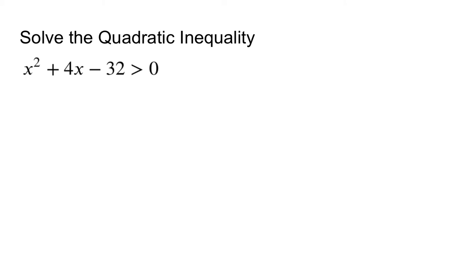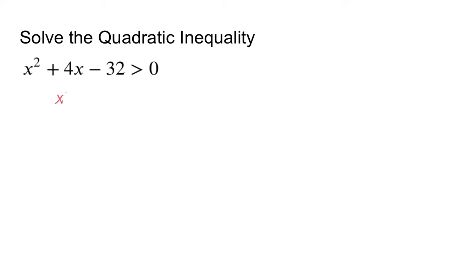Well, what if we don't want to graph? What if we want to just solve an inequality because there's only one variable? So here's the problem, x squared plus 4x minus 32. And what if we want to figure out and solve this inequality? Where is this quadratic greater than 0? Well, the good news is we can solve this just the same as we would a regular quadratic equation.